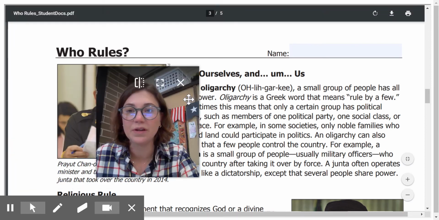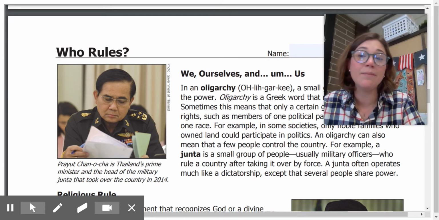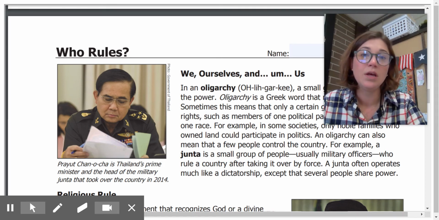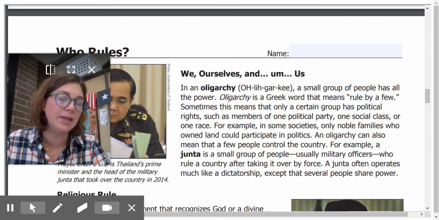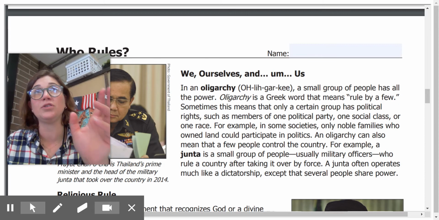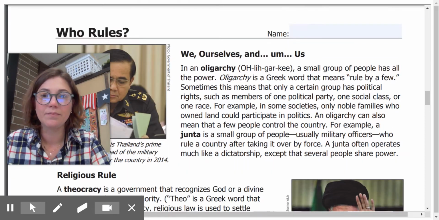So we look at this image over here. Prayut Chan-o-cha is Thailand's prime minister and the head of the military junta that took over the country in 2014. So an oligarchy, it's like halfway between maybe a democracy and an autocracy. It's not just one person ruling, which is the autocracy, but it's something in the middle.